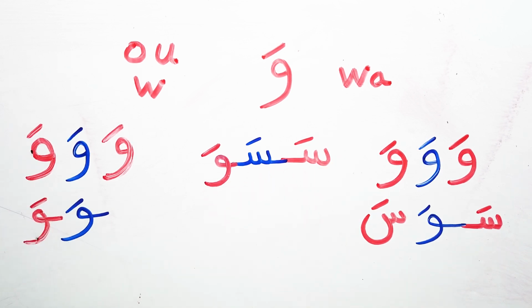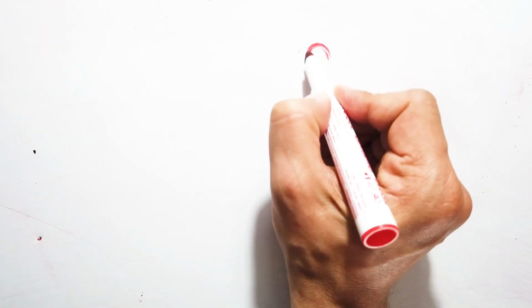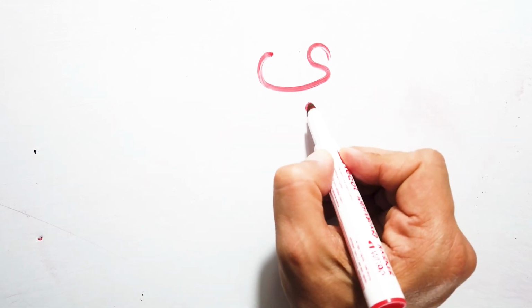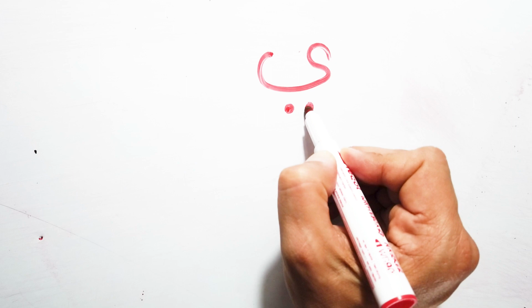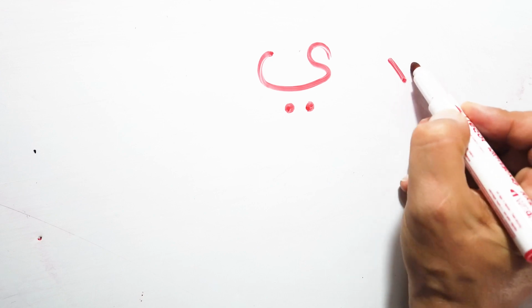Now we have studied all the letters except one letter. Let's learn it today, and like this, we have studied all the Arabic alphabets. The last letter is ya, and it is a normal letter. It's not a refusal one. You see? It looks like this, and it sounds like Y.